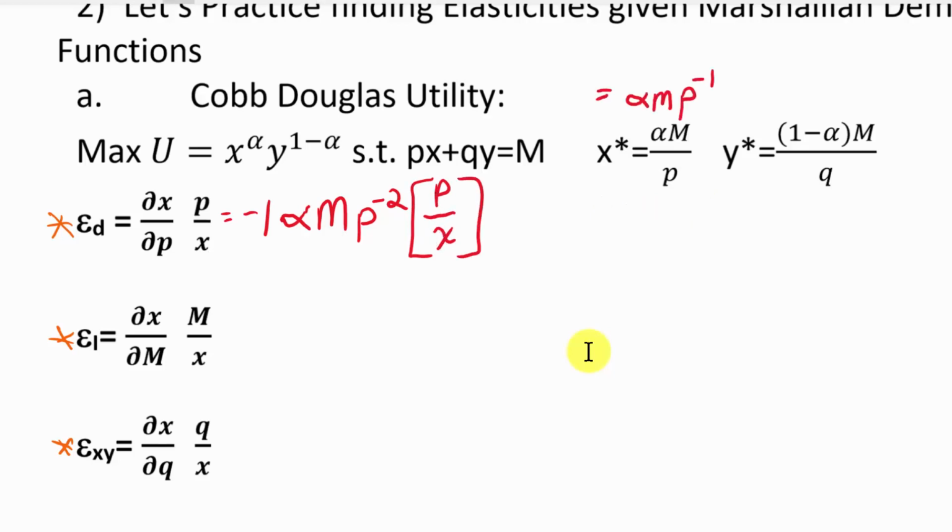When you have this p over x, you don't usually want to leave this x sitting there like that. What you want to do is replace it with this demand function version of x that we have here.